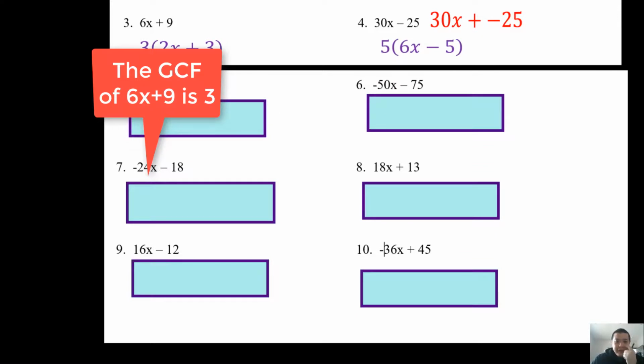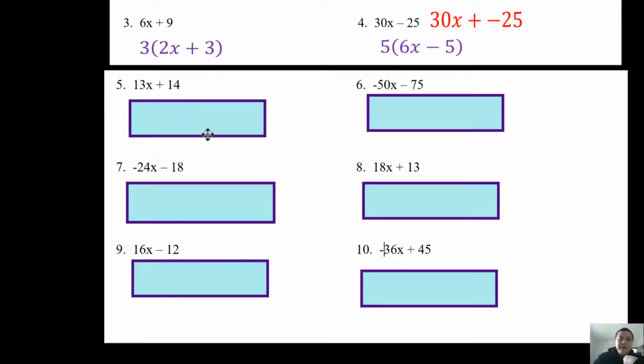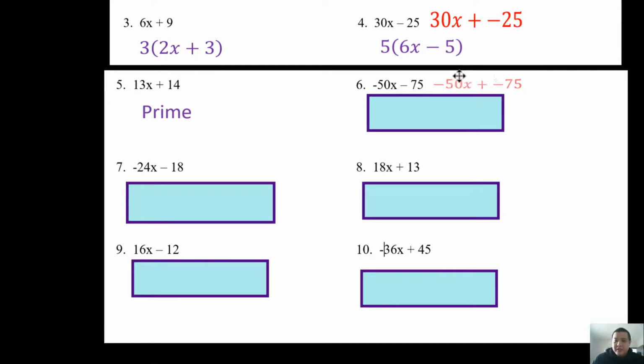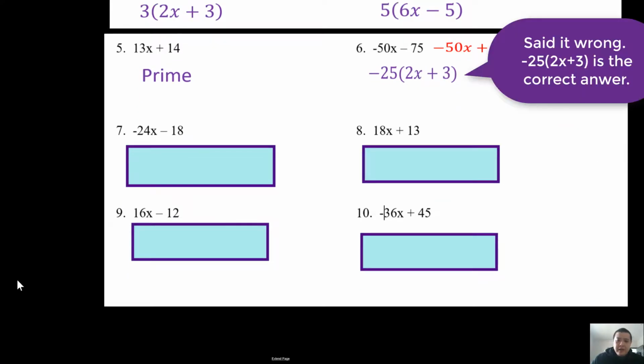Number 5, 13 and 14 do not share any common factors, so therefore this one is prime. Here is our first example of a negative coefficient right here, so that means we're going to factor out a negative number. But first I'm going to rewrite this as negative 50x plus negative 75. The greatest common factor between 50 and 75 is 25. Okay? So we're going to factor out a negative 25, and negative 25 times 2 gets us negative 50. So therefore, we're going to have negative 25 times 2x plus 5. Okay? Go ahead and try out 7 and 8 on your own.